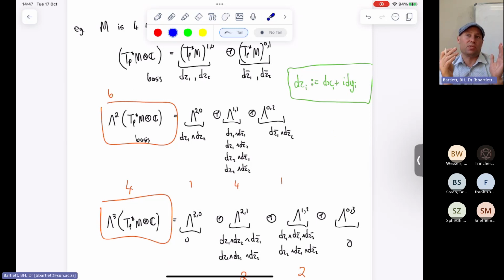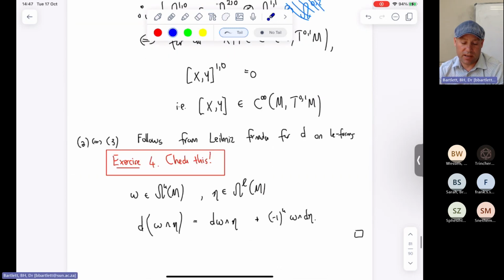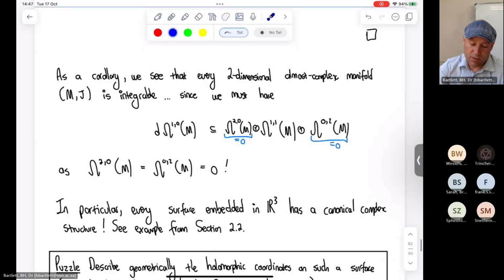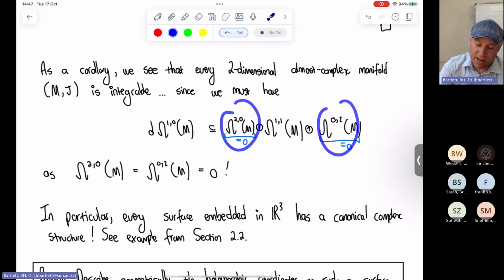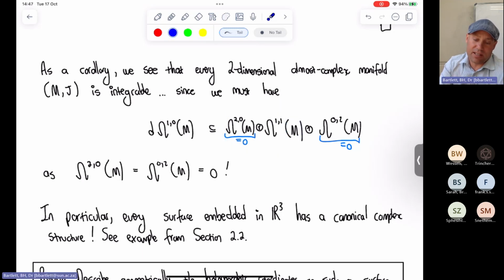So there isn't a 2,0 form, just sort of by dimension reasons. There isn't a 0,2 form, and therefore we know that this part is 0 and this part is 0, and all I wanted was that d of a 1,0 form was going to land in here. And I've definitely got that, because in fact it lands in here. All that I wanted was that this part was going to be 0, and it definitely is 0, just for dimension reasons. Okay, that's kind of cool, right?